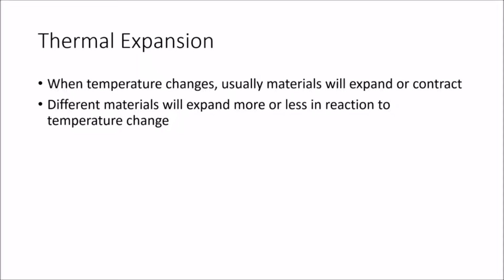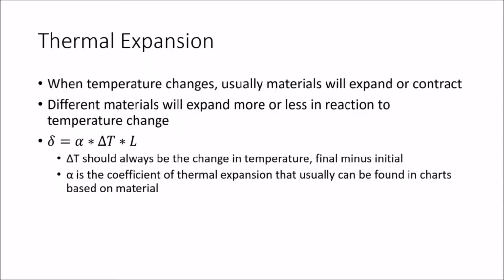The equation to calculate the thermal expansion is alpha, which is the material property, times the change in temperature times the length. Make sure that you always find the change in temperature, or in other words, the final temperature subtracted from the initial temperature. The coefficient of thermal expansion can usually be found in a table. It is specific to whatever material is being used.